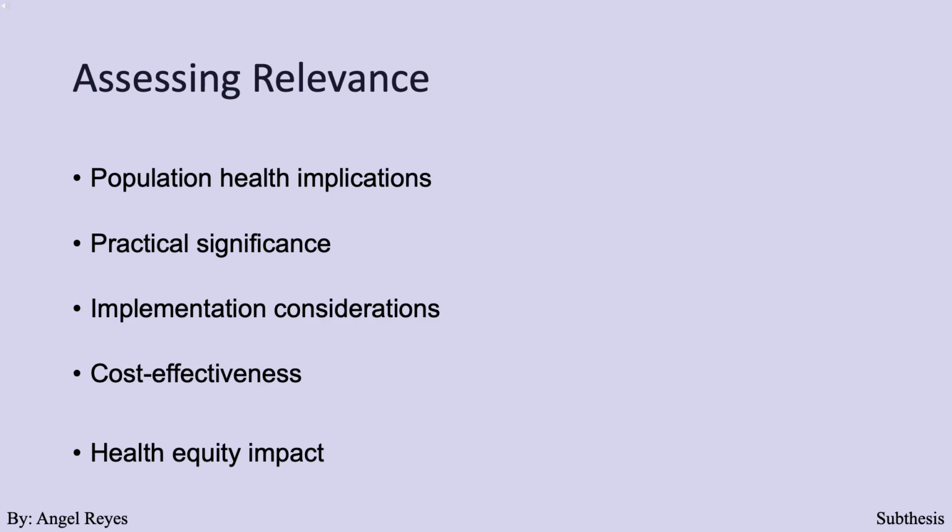Evaluate cost-effectiveness. Do potential benefits justify the required investment? Perhaps most importantly, consider health equity impact. Does the intervention address disparities, or might it inadvertently widen them? These considerations help prioritize which evidence should influence practice, focusing resources on interventions with the greatest potential to improve population health outcomes.